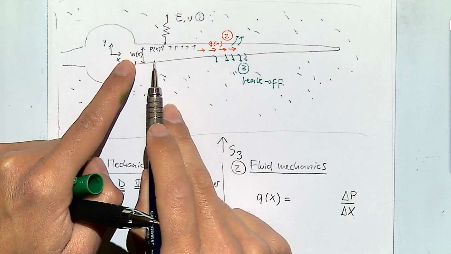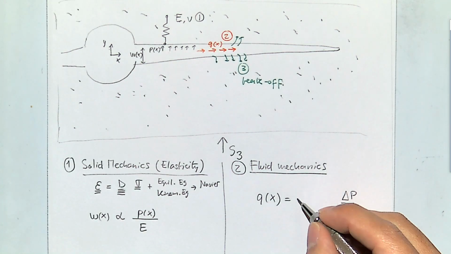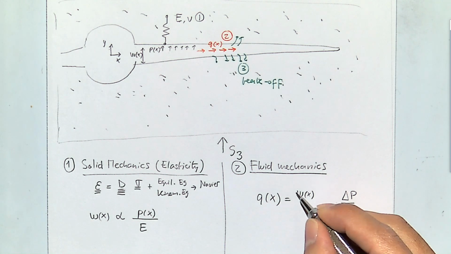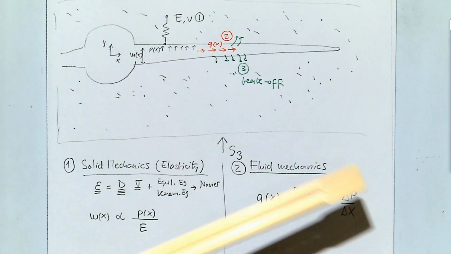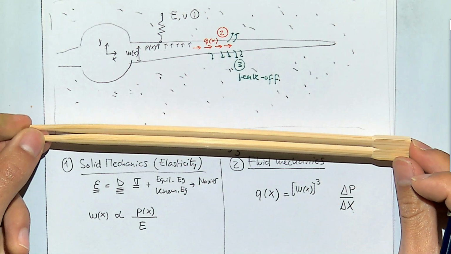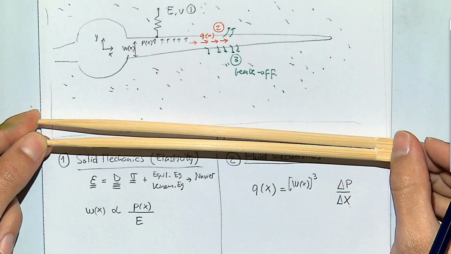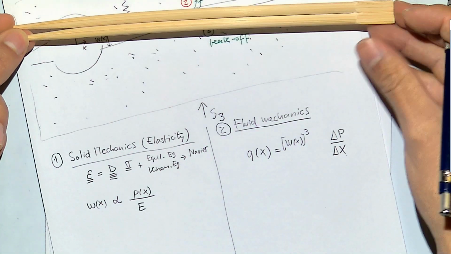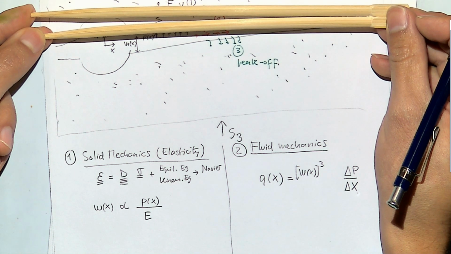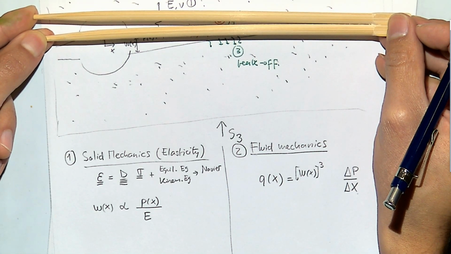So the gradient between, let's say, here and there is going to be proportional to the width of the fracture. So again, let me bring the chopsticks. The bigger the width is, let me get the shape correctly. I should put it over here. The bigger the width, then the easier it is for the fluid to go through.